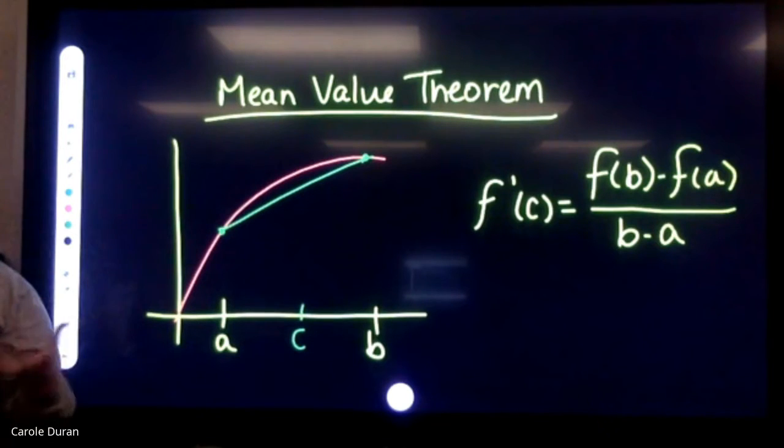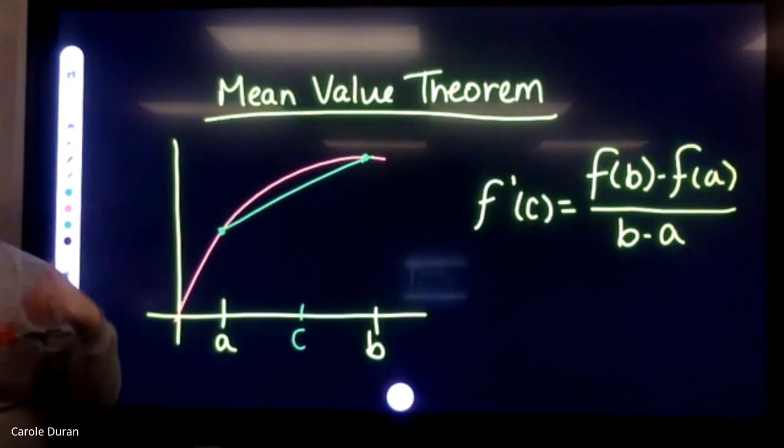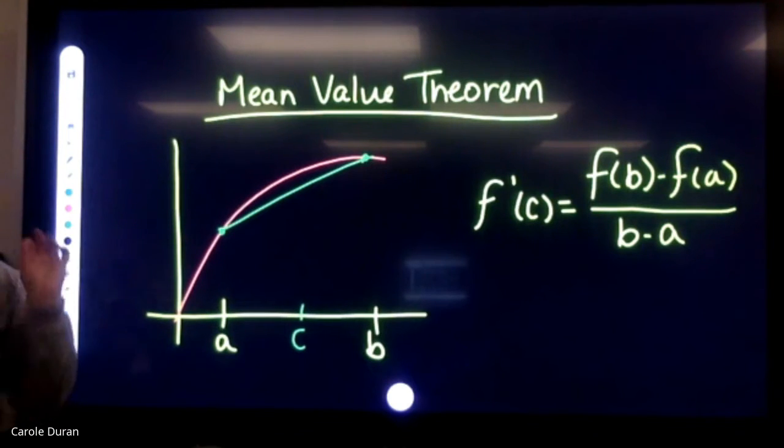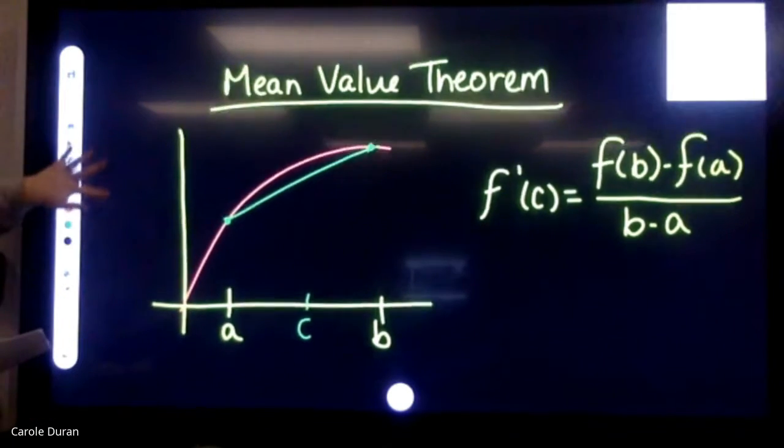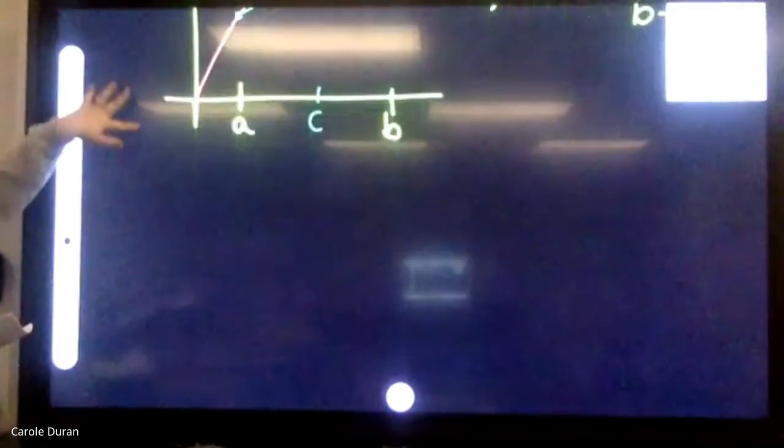Dana's still looking at me like I'm crazy. I'm not sure. We're going to do examples that'll have numbers in them. It'll make more sense. Before we do that, however, we need to clarify a couple of things, and that is that mean value theorem does not always apply.